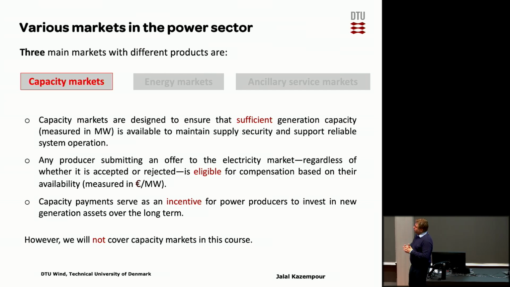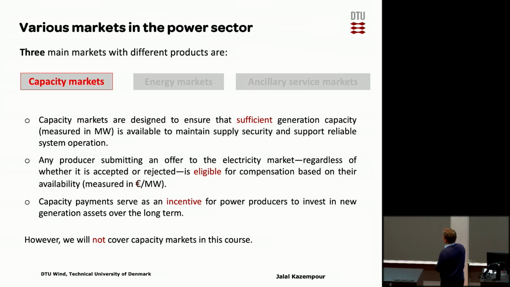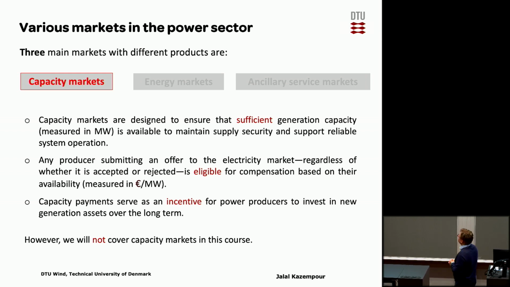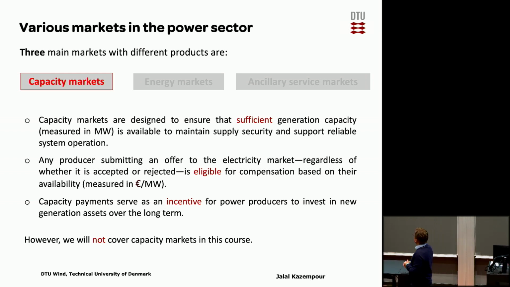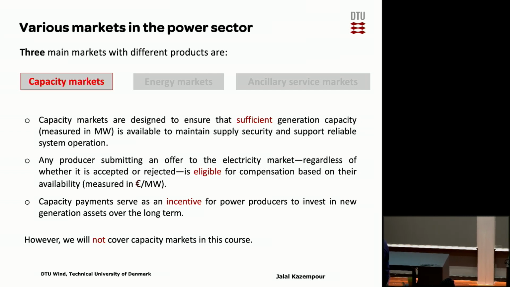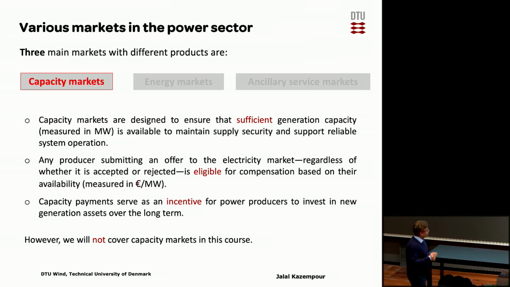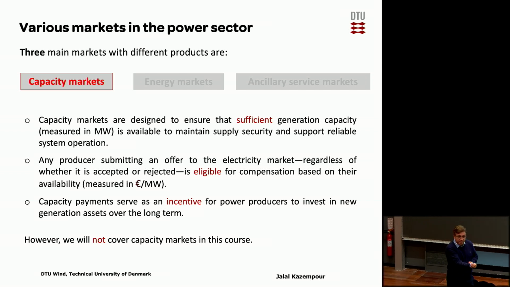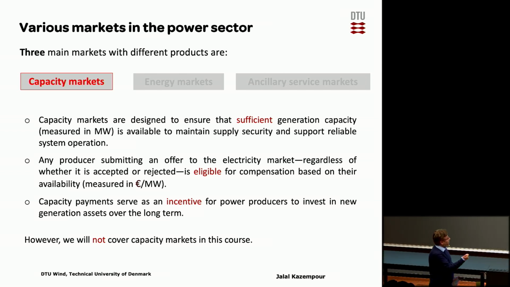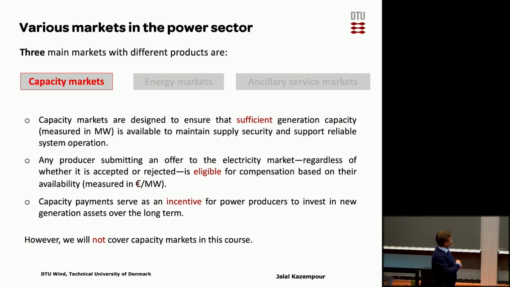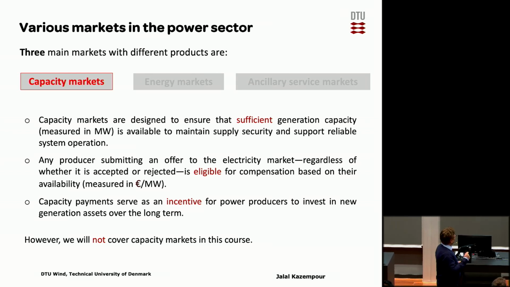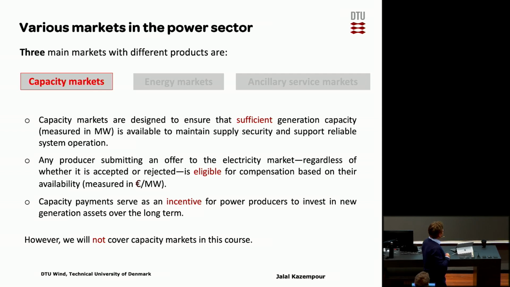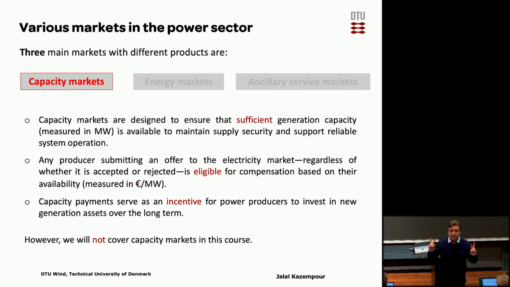So capacity markets are designed to ensure that sufficient generation capacity, measured in megawatt, is available to maintain supply security and support reliable system operation. A bit more description. Any producer who is submitting an offer to the market, regardless of whether it will be accepted or not, is eligible for compensation based on their availability in terms of euro per megawatt.